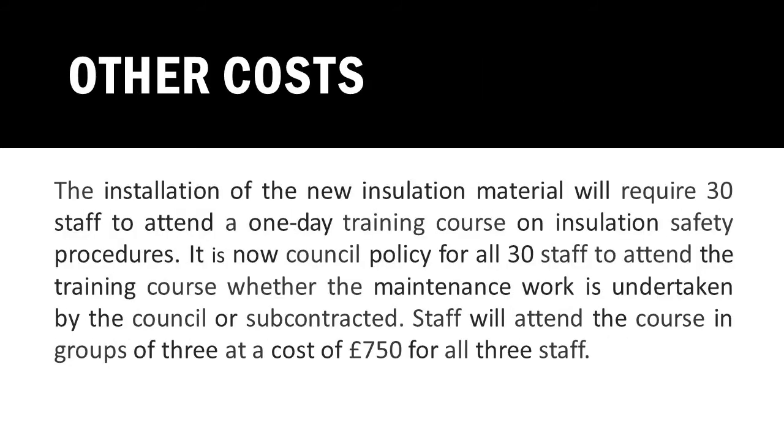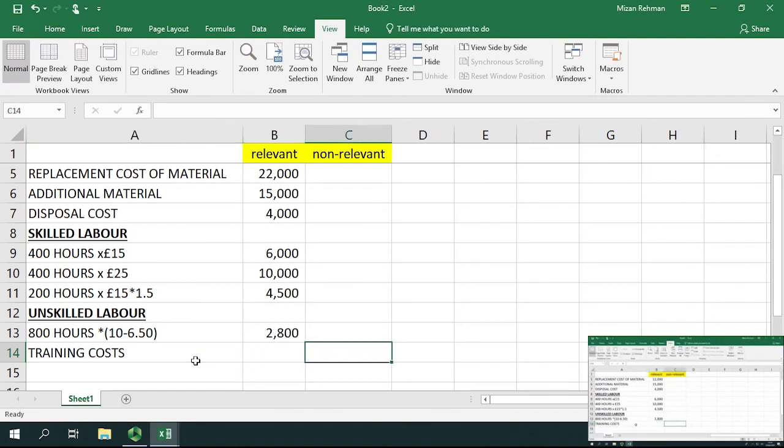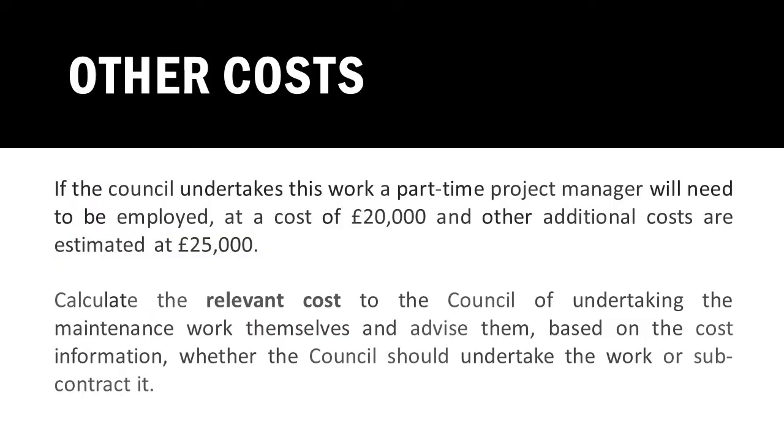The next item on the list is training cost. We have discussed that we are going to pay this in either cases, so we will just ignore this cost. We call it irrelevant training cost as not relevant. You can calculate it, although we don't really need to calculate it. There are 30 staff, $7.50 for 3, so times 30 divided by 3. Don't really need to calculate this cost.